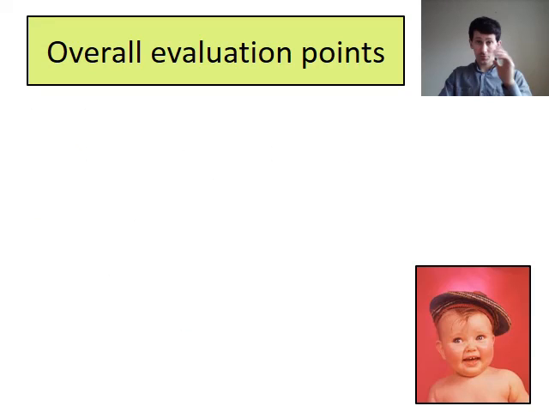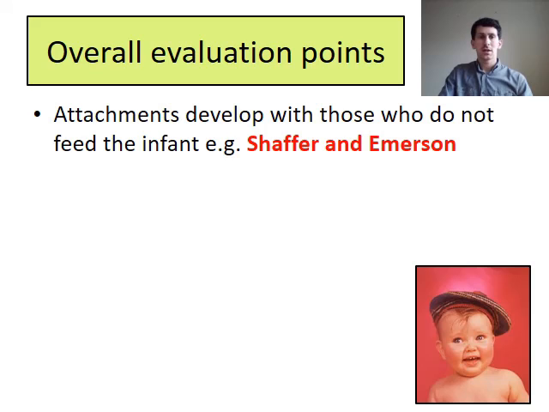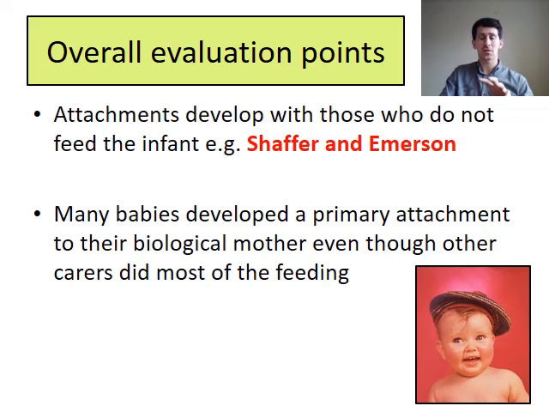So, as you can see from the picture, we're going to return to our Schaffer and Emerson Glaswegian baby study. And remember, they found that attachments develop with those who do not feed the infant. So in Schaffer and Emerson's study, if you remember, many of the babies developed a primary attachment with their biological mother, even though other people were the ones who did the feeding. So this shows us that food and feeding is not the most important thing in developing attachment. That other factors like sensitivity and responding to the needs of a child are more important when developing their primary attachment figure.